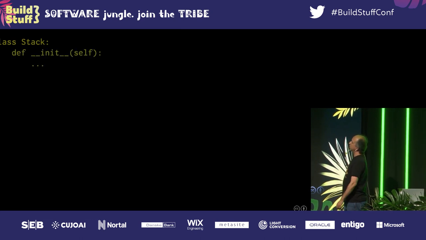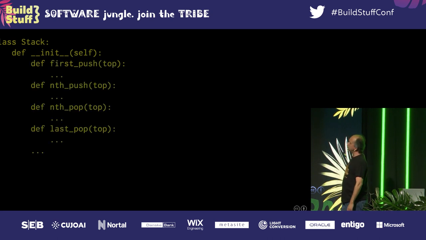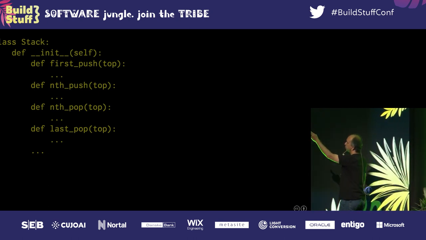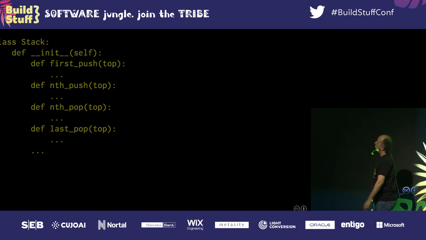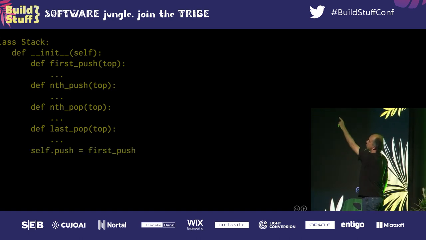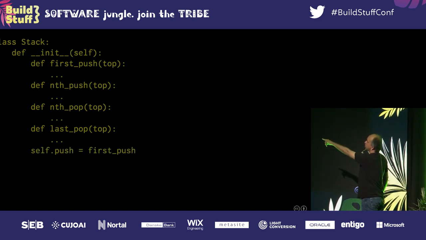Well, we've got a class Stack. It's only got one method. If you're not familiar with Python, the init method is kind of the constructor. It's the bootstrap method. What we're going to do inside that is define three operations: the first push, the nth pop, and the last pop. And our last act of initialization is that self.push will be the first push, because obviously the only thing you can now do is the first push. There are no other operations available.